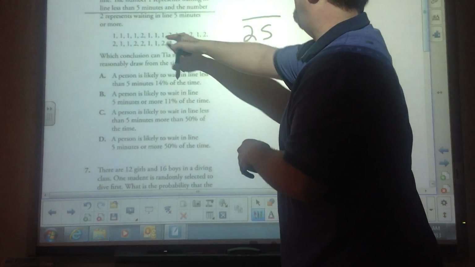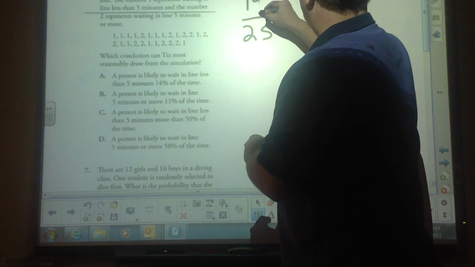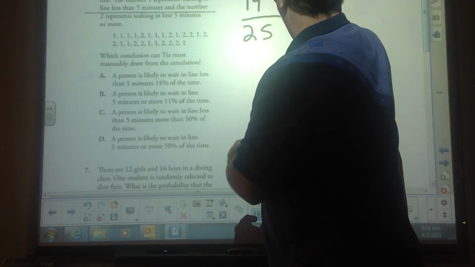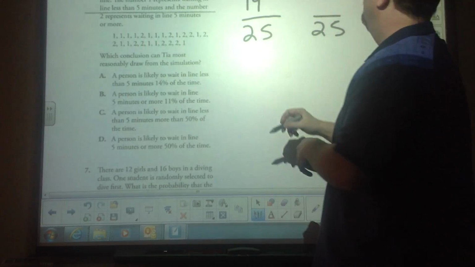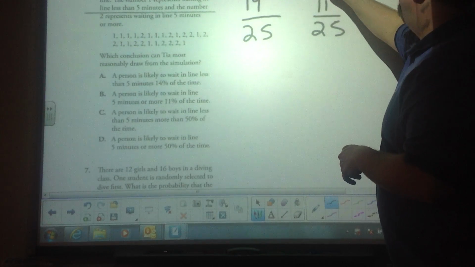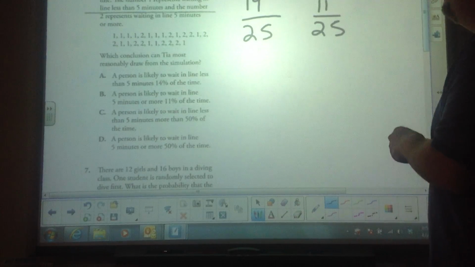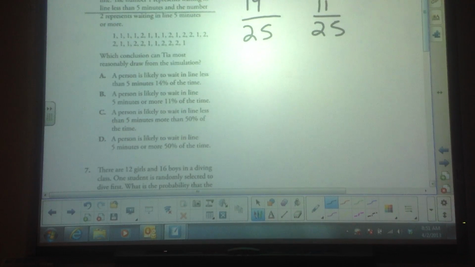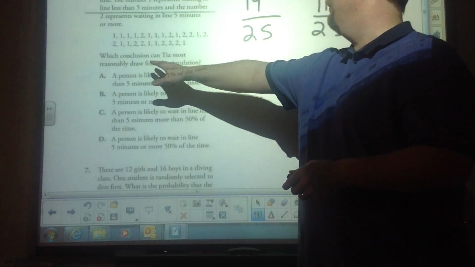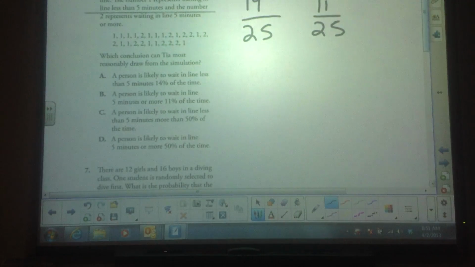And 14 times we got 1, which means less than 5 minutes. And forgive my handwriting here. And then 11 times for 5 or more minutes. So what we have to do is, it says, what conclusion can Tia most reasonably draw from the simulation?